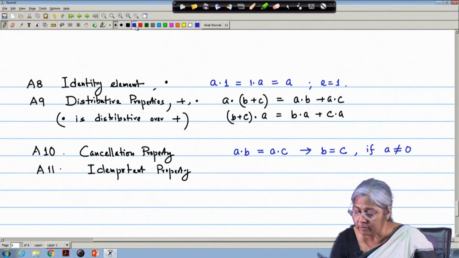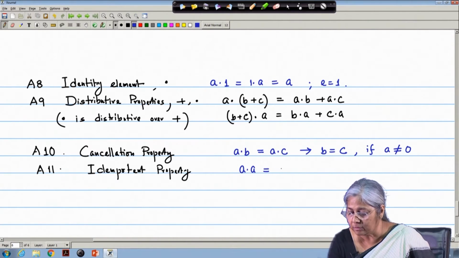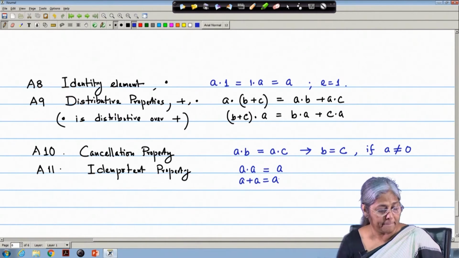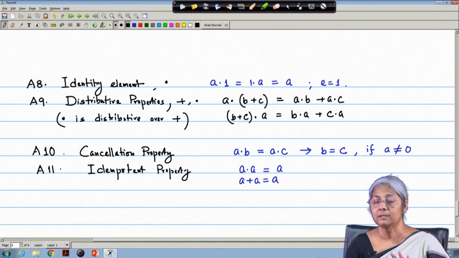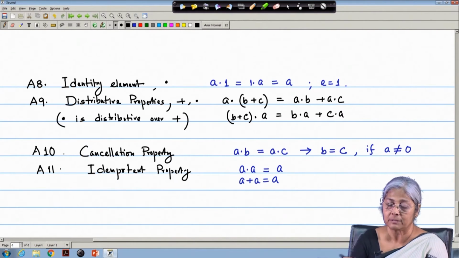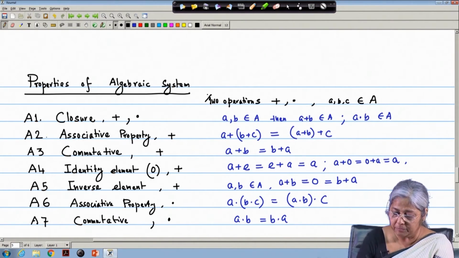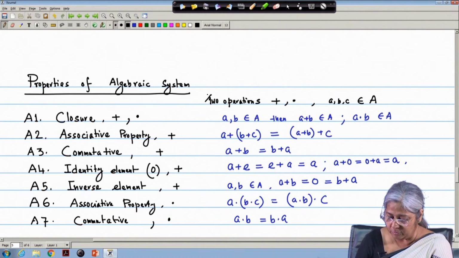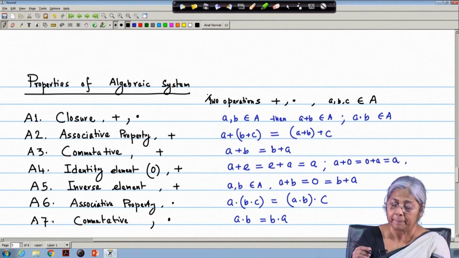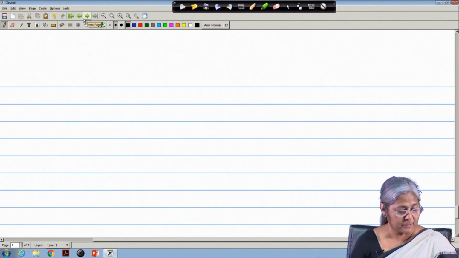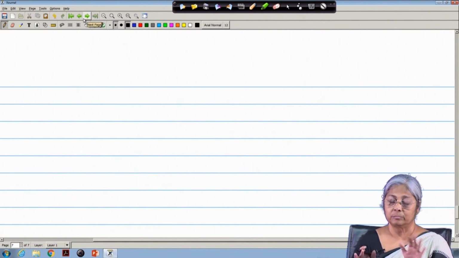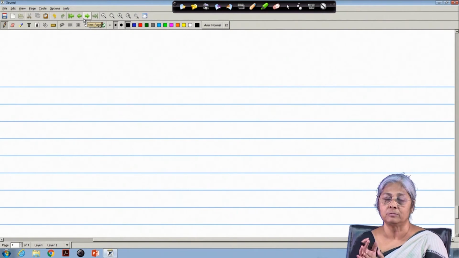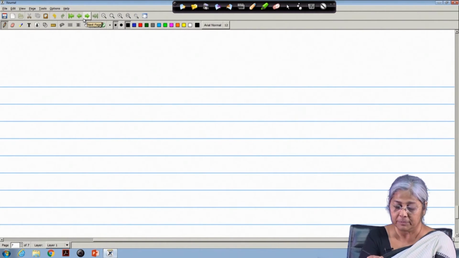That is A dot A equal to A and A plus A equal to A. So, normally these are the properties, and two operations, A plus and dot, we define, then these are the properties we will study on the set A. Now, we take some examples of how these properties actually hold, and by identifying those properties we can define some algebraic systems.